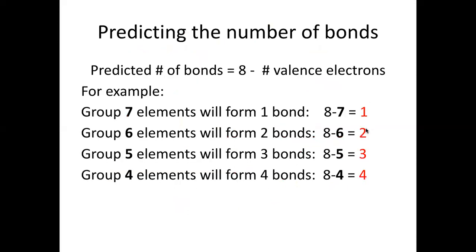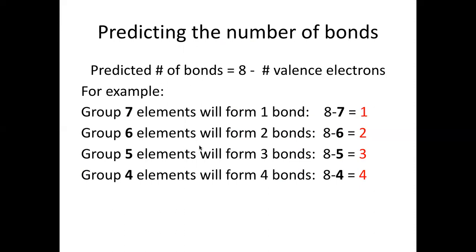2 nitrogen atoms. So one way that you can predict the number of bonds is to take 8, which is the number of electrons that each atom wants to achieve, and subtract from it the number of valence electrons. Remember, the groups are the columns going down, and on most periodic tables, the group numbers are at the top of each column. Group 7 elements will form 1 bond. Group 7 elements have 7 valence shell electrons, so we take 8 minus 7, and that gives us 1.